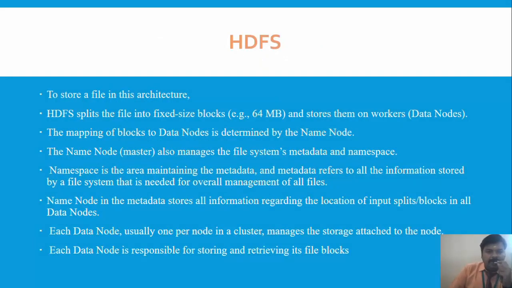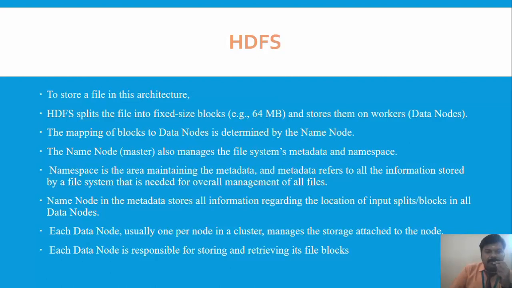Why do we go for HDFS? To store a file in this architecture, HDFS splits the file into fixed blocks of 64 MB and stores them on the workers, that is, on data nodes. The mapping of blocks to data nodes is determined by the name node. The name node is called the master, which manages the file system metadata and namespace. Namespace is the area maintaining the metadata, and metadata refers to all information stored by a file system that is needed for overall management of all files.